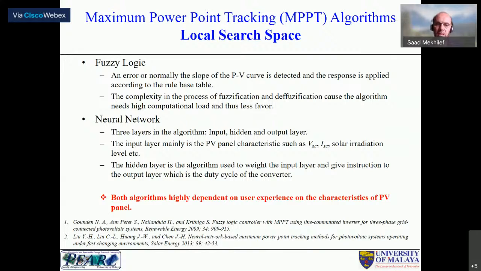We have the neural networks also. It can also be used. This depends on the number of layers. The more layers, the more accurate, but maybe it takes a longer time to track the maximum power point. Both algorithms are highly dependent on user experience, meaning how you design your hidden layers and how you derive the rules for the fuzzy logic to track the maximum power. And these are some of the references which can be useful for people who are interested in using the two methods.